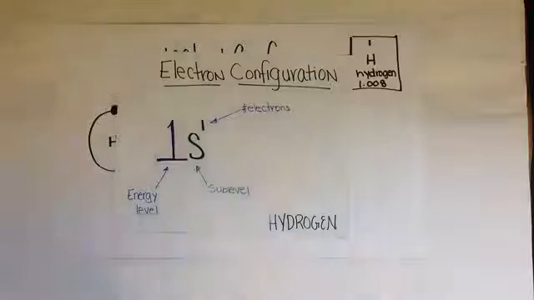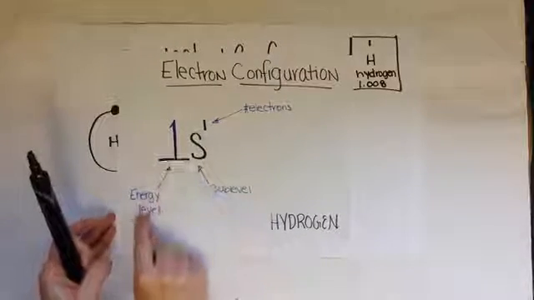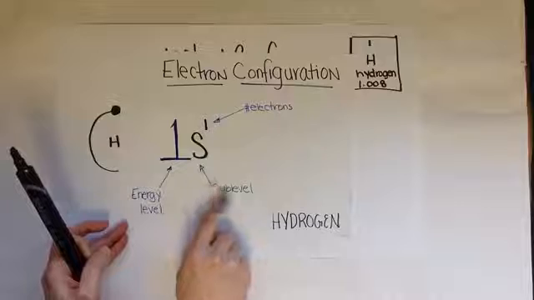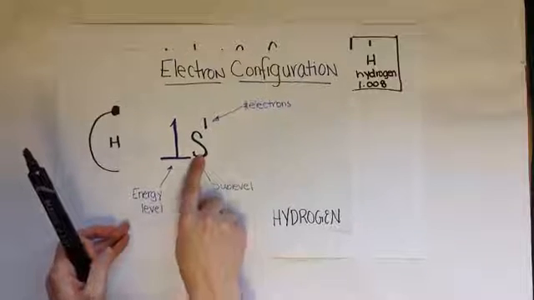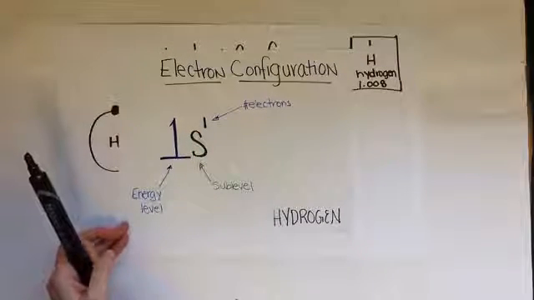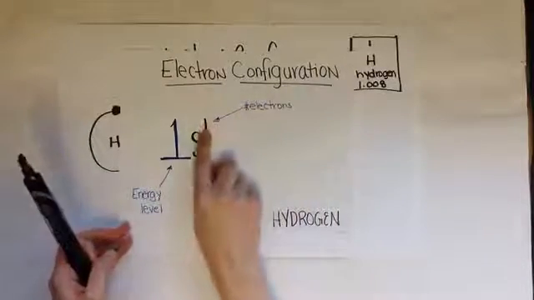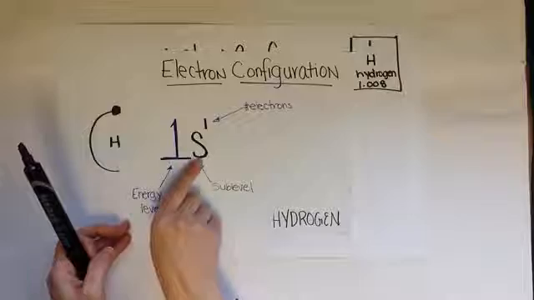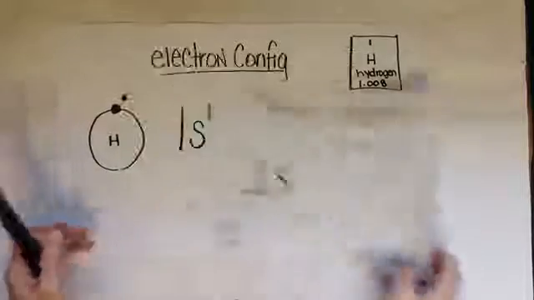Again, same exact thing. Now I'm just labeling. 1 represents the energy level. That comes first. Then the sublevel, which we found on the periodic table. And then the number of electrons. 1s1. That is hydrogen's electron configuration. It tells us exactly where that electron is: first energy level, S sublevel, you'll find 1 electron. Seen here in the picture.